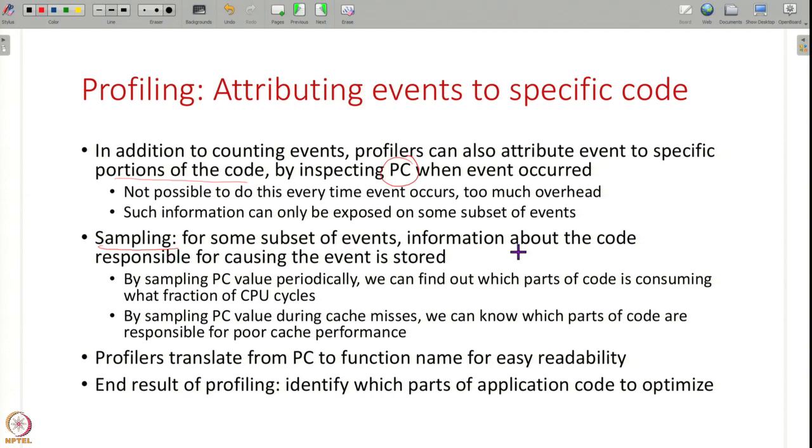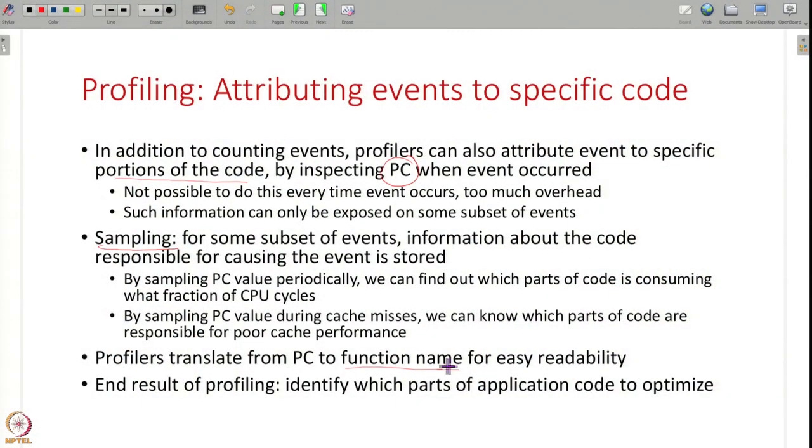For some subset of events, information about the code responsible for the event is also captured, like the program counter. And these profilers will not just display some hexadecimal address of the program counter, but they will actually convert it to a function name or something, for easy readability of the user. So, you know that it is actually this function in my code that is responsible. Okay?